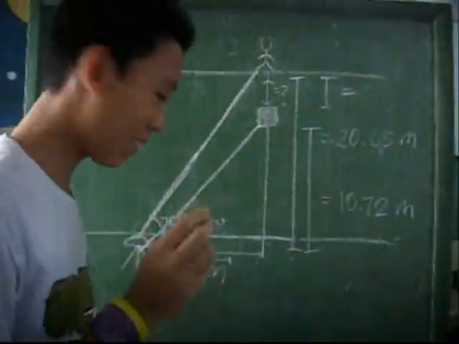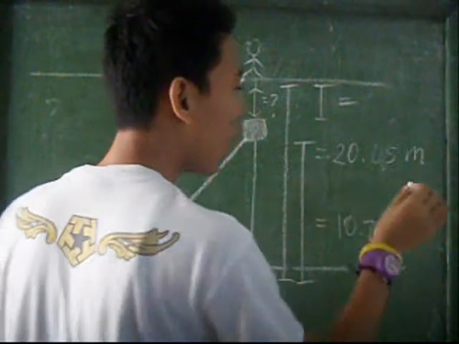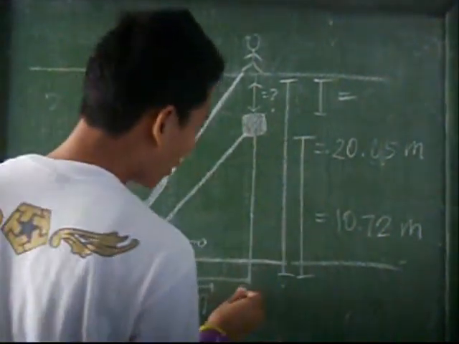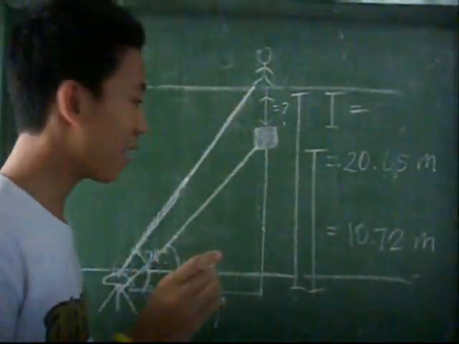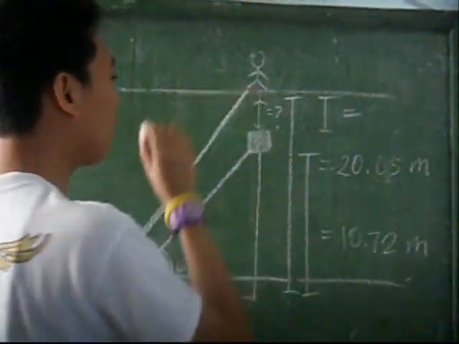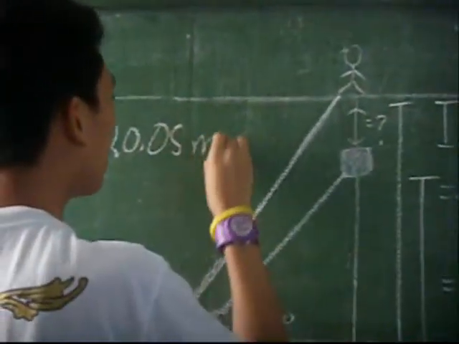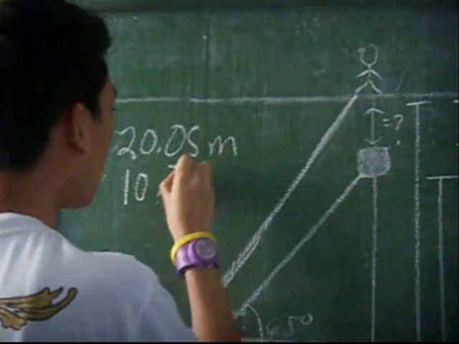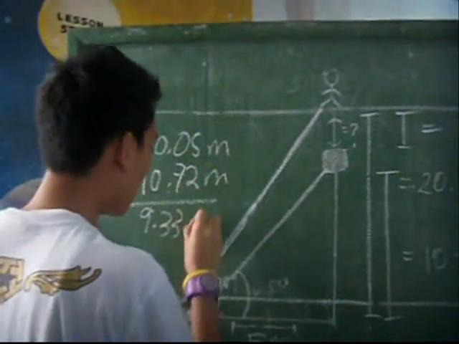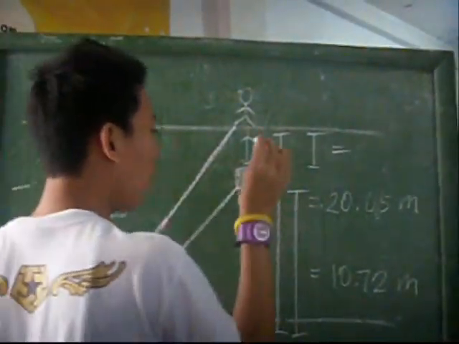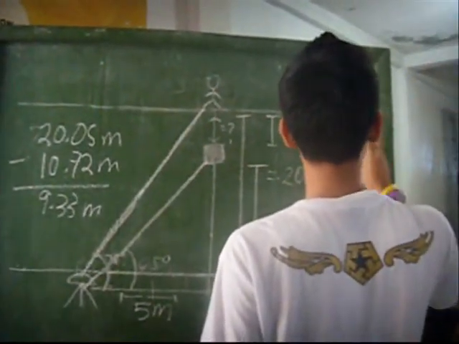Since we already found the distance of the starting point to the other side of the river, which is equal to 20.05 meters, and the distance of the starting point to the position of the white sack, which is equal to 10.72 meters, we can now find the distance of the position of the white sack to the other side of the river by subtracting it. So, 20.05 meters minus 10.72 meters is equal to 9.33 meters. So the distance of the position of the white sack to the other side of the river is equal to 9.33 meters.